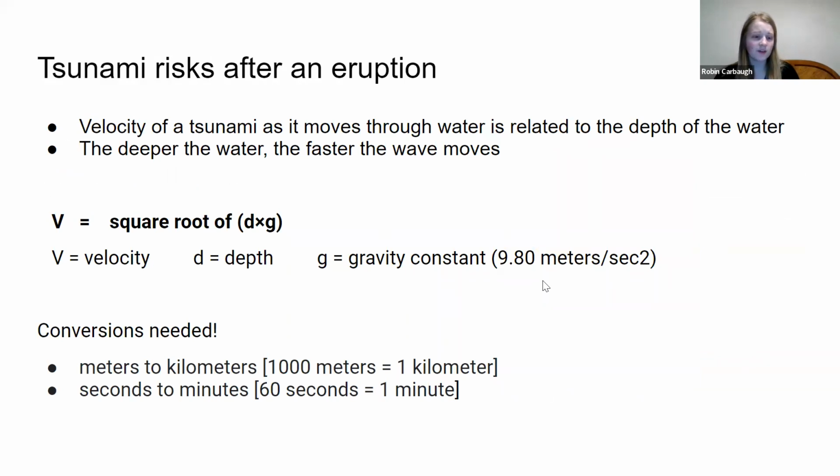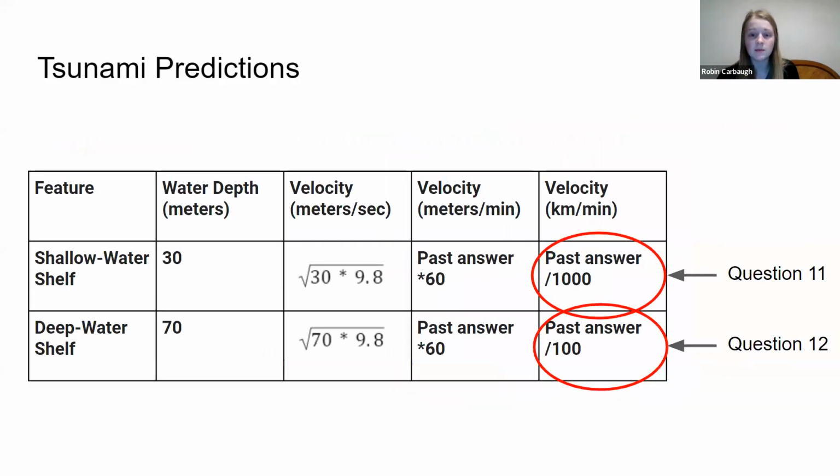So in order to first get a time, we need a velocity to figure out how fast the waves are going. So we can find a velocity by taking the square root of depth times gravity. But we're going to need to convert to get in units that we can use. So by using that depth times gravity equation, we get it in meters per second, but to be useful, we're going to need it in kilometers per minute.